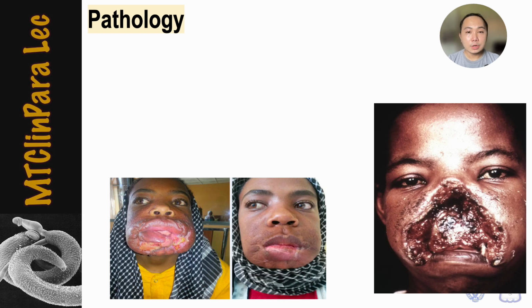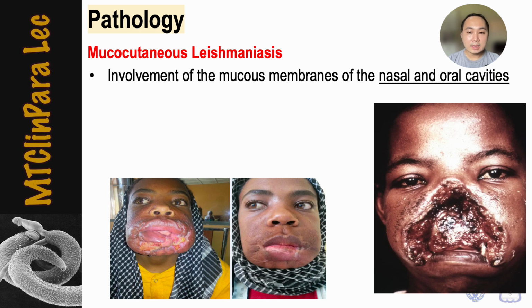So when it comes to the pathology of the L. braziliensis complex, this results in a very serious complication or category of Leishmaniasis, and that is your mucocutaneous Leishmaniasis, or MCL. Just like we have discussed a while ago, your MCL involves the mucous membrane of your nasal and oral cavities. Signs and symptoms usually felt by the patient are nasal stuffiness, nasal discharge, and also nasal bleeding, or what we call epistaxis. Most of the time during the progression of this disease, the patient may have what we call nasal disfiguration, or espundia.